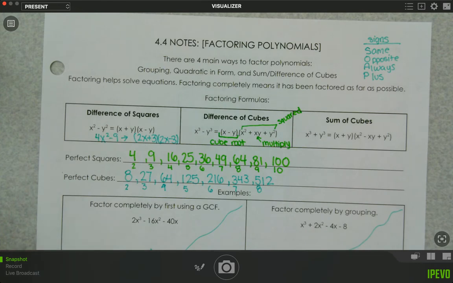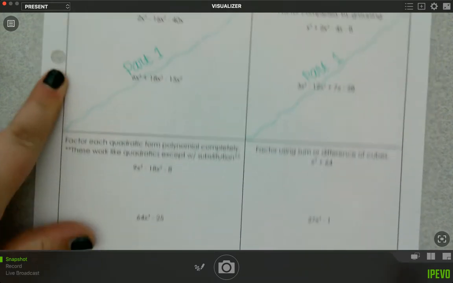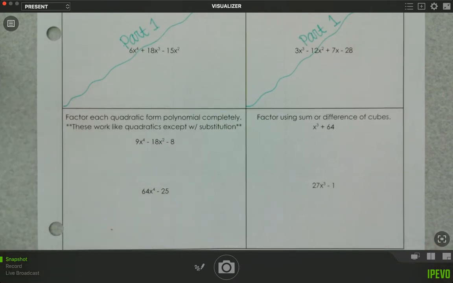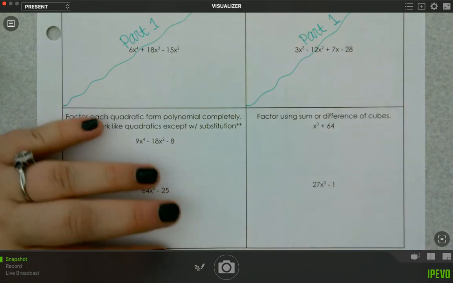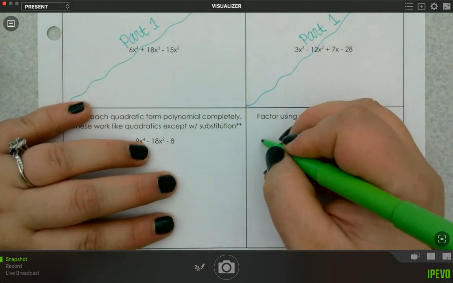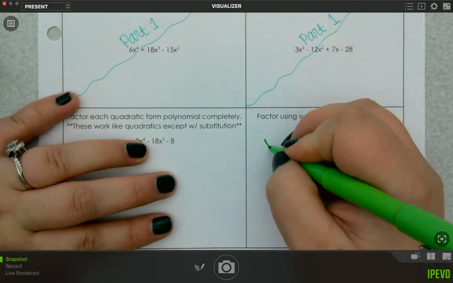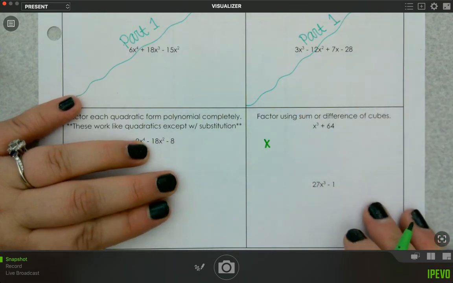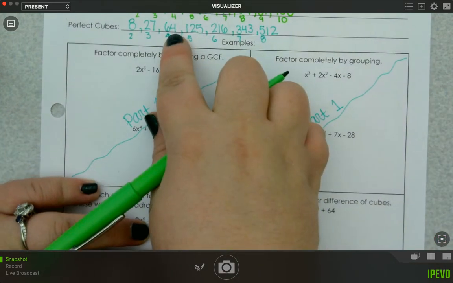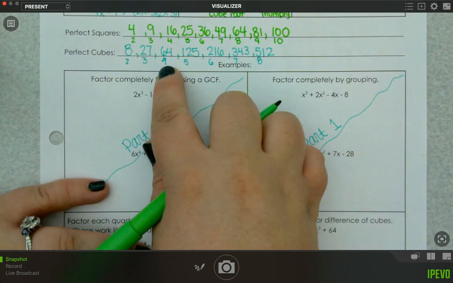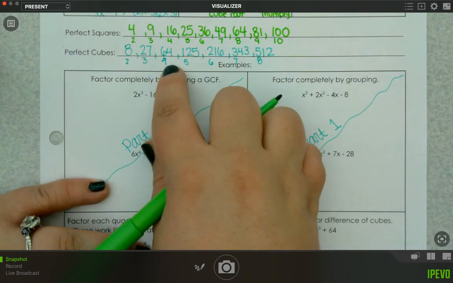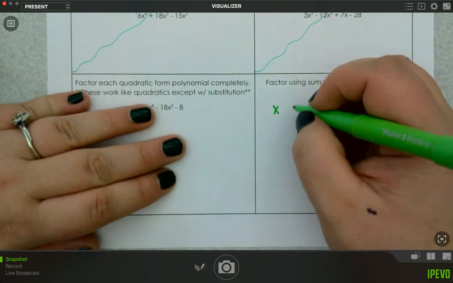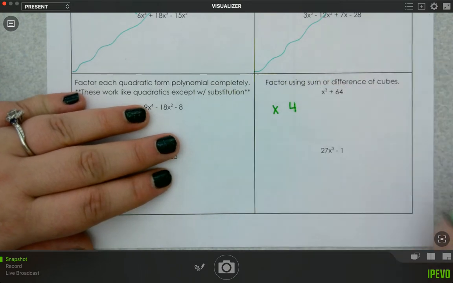Here's an actual example. x cubed plus 64. So here's how this pattern works. It's really not as complicated as the formulas make it seem. You're going to do the cube root of x cubed, which is x, and the cube root of 64, which is 4. Not the square root, the cube root. That's how I know to use the 4 instead of the 8. So x and 4. Those are my cube roots.